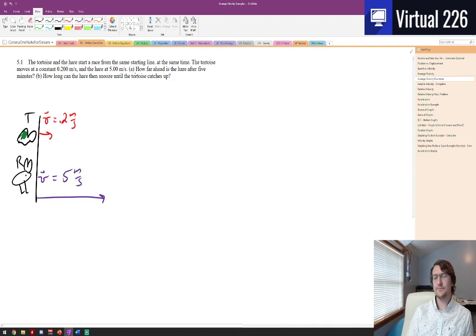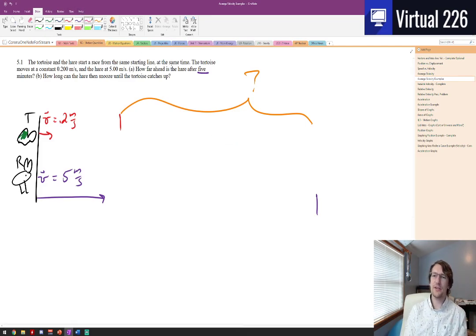The question is, how far ahead is the hare after 5 minutes? So after 5 minutes, we can imagine the hare is going to be out here somewhere, and the tortoise is going to be back here somewhere. What we want to know is what is the difference in those distances, okay?